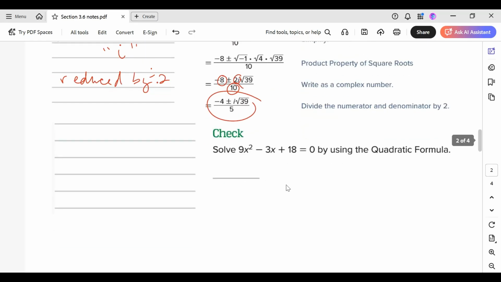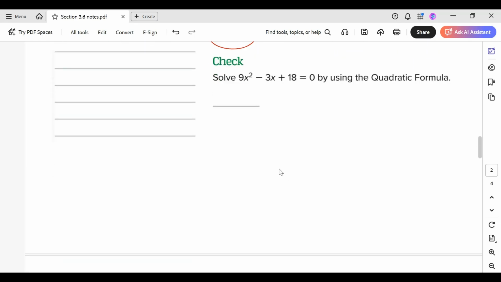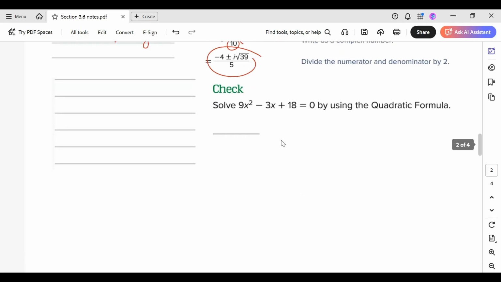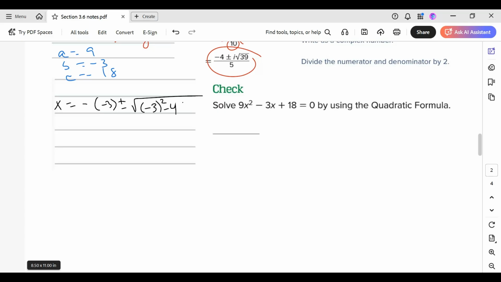When we go to our check problem, we're going to try it. It says solve 9x squared minus 3x plus 18 equals 0 using the quadratic formula. So we're going to identify our pieces. We have an A value of 9, the B value is negative 3, the C value is 18. So x equals negative the B value, so I'm writing negative negative 3, plus or minus the square root of B, which is negative 3, squared, minus 4 times the A, which is 9, times the C, which is positive 18.